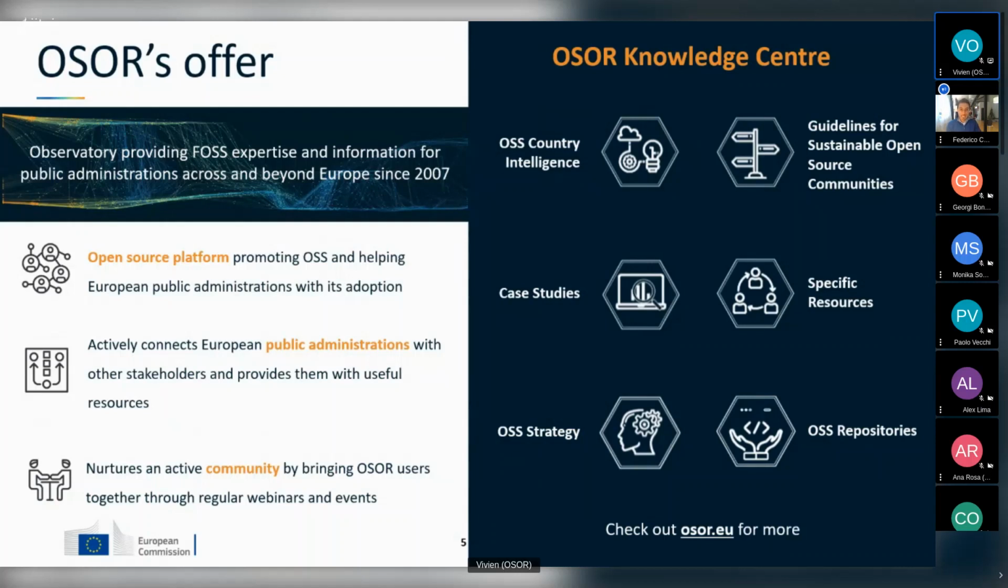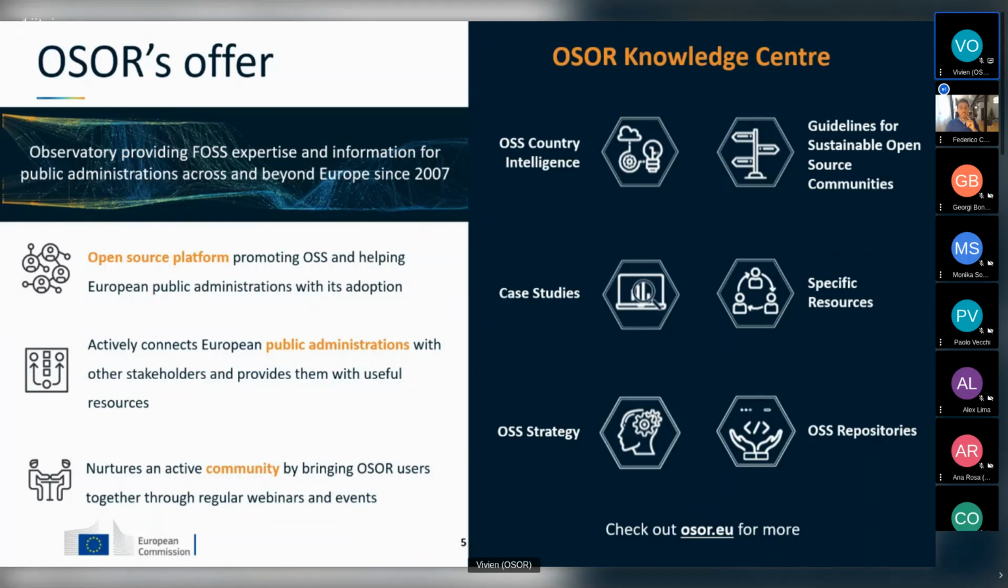So we organize events such as this one, and we participate in events across Europe to connect with the community. One of the main resources that we are proud of is our Knowledge Center. Within this Knowledge Center, you can find a plethora of different resources, starting with the Open Source Country Intelligence. The Open Source Country Intelligence is a collection of fact sheets on the different member states, plus 17 additional countries across the globe. Each fact sheet provides a snapshot of the situation in the specific nation in relation to open source.